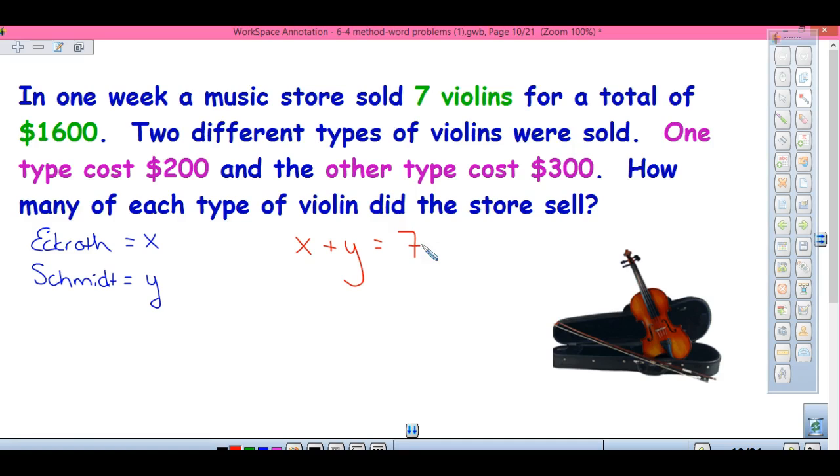Okay, now, the first type, the Eckroth ones, cost $200 each. Okay, so if $200, guys, pay attention, please. Focus on me, not on each other. Okay, so $200 for the Eckroth violins. What's that look like? 200X plus it's $300 for the Schmidt violins, so 300Y equals how much did we make? $1,600.